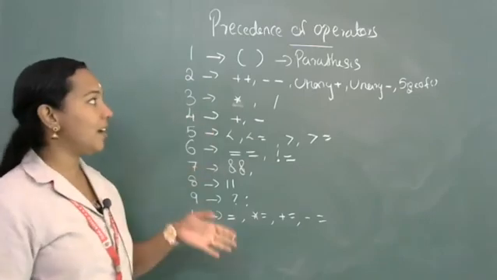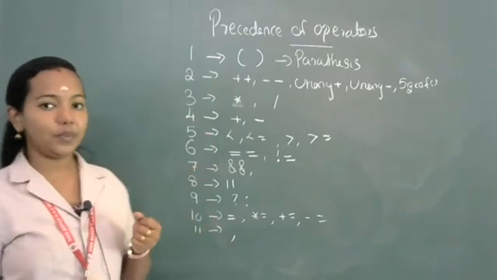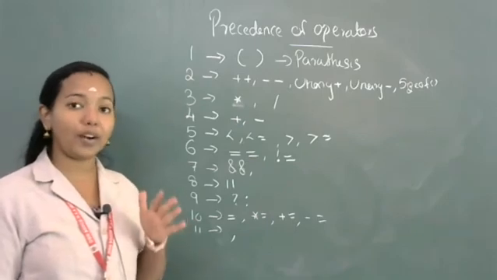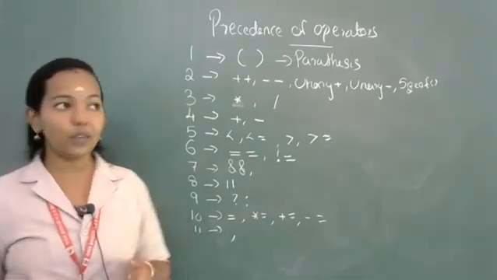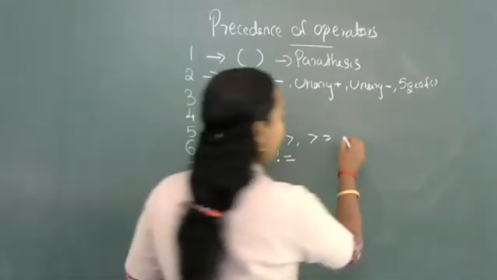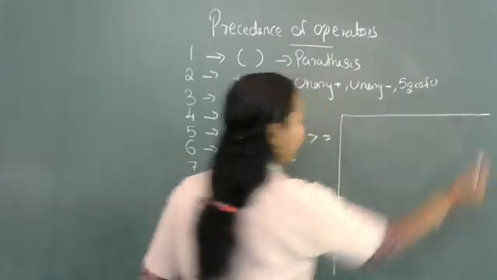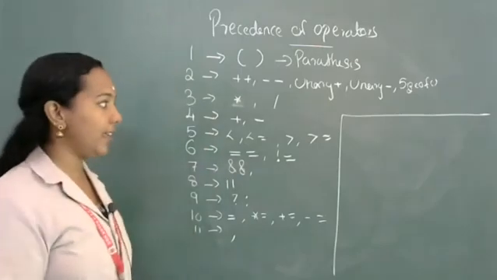So these are the precedence of operators, that is, the order or priority of the operators. Then here I am going to give one expression, A equal to, and I will explain the working of all these operators.